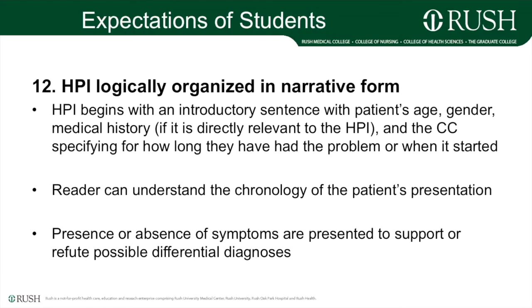12 addresses whether the HPI is logically organized in a narrative form. It should begin with an introductory sentence that includes the patient's age, gender, pertinent past medical history, and their chief complaint, specifying for how long they've had this problem or when the problem started. The reader should be able to understand the chronology of the patient's presentation. The student should include the presence and absence of symptoms to support or refute later differentials that they will propose.